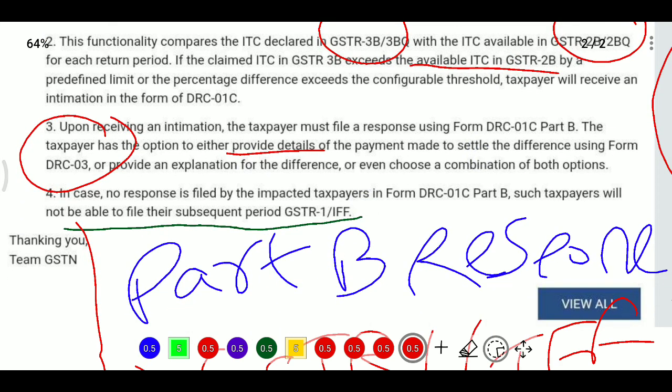If you do not want to pay, and you have an explanation, you need to provide that explanation, or you can pay some amount and give some explanation in that DRC 01C. So it is a response to DRC 01C. The taxpayer must respond to that. Either you can pay, or you can explain, or you can explain and pay. You can do any of these as per your comfort.